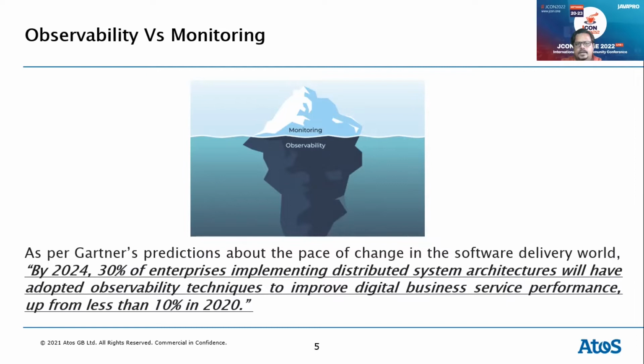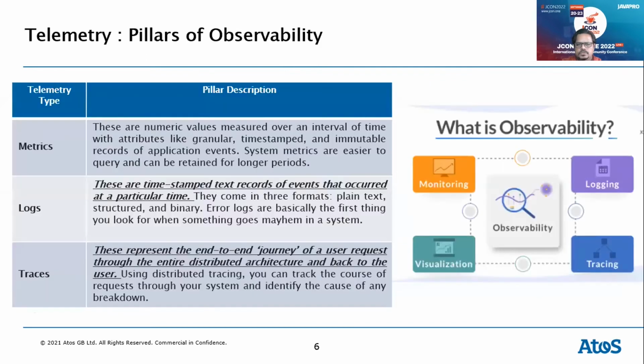It says 30% of the enterprises implementing distributed system architecture will adopt observability techniques to improve their digital business performance, which would be up from 10%. So as you can see, more and more enterprises are looking at building these more and more complex, distributed systems, and are looking at building this capability or deploying this solution. So that's the key difference between the two solutions, or the two different generations of systems that we have.